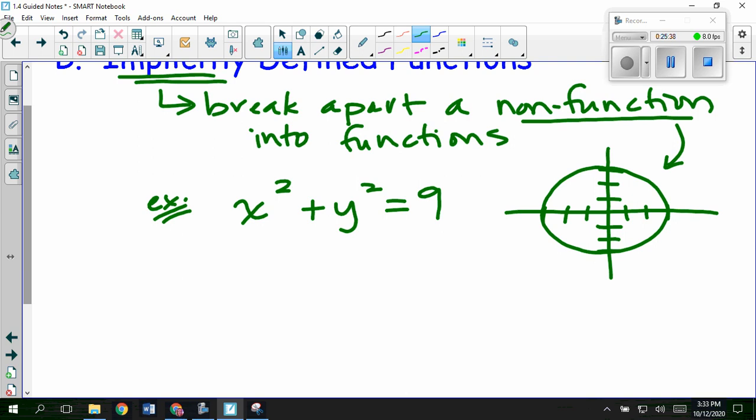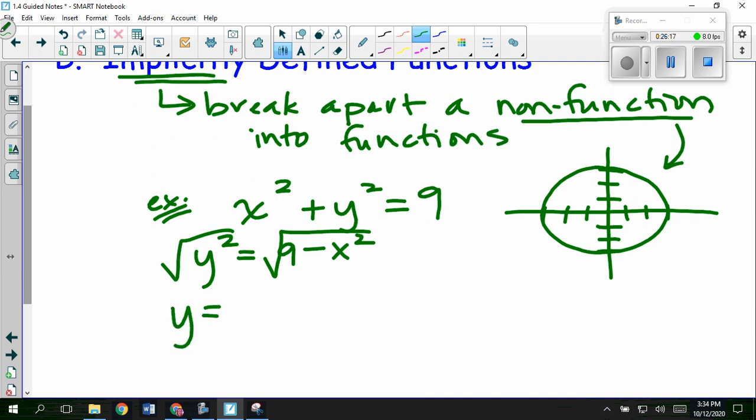Like in our directions here, what we're going to do is break apart this equation into two pieces that actually are functions. So what we're going to look to do is create some y equals functions. Your job is simply to get y by itself in this particular type of scenario. So I'm going to subtract x squared on both sides, and I get 9 minus x squared equals y squared. And then I'm going to take the square root on both sides so that I get y all by itself.